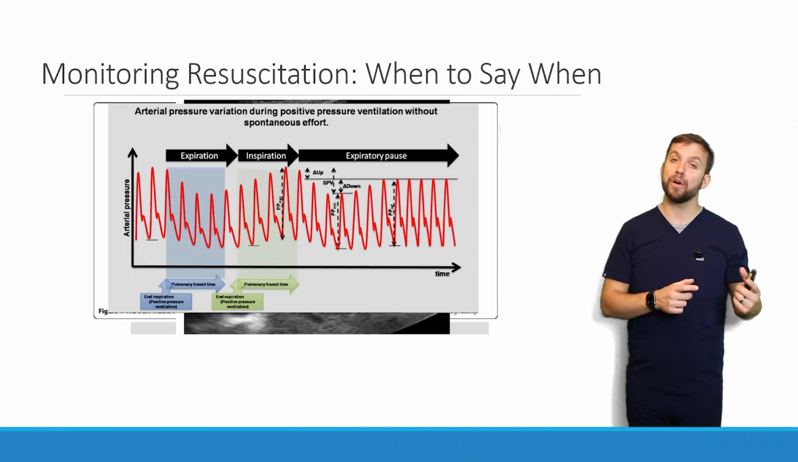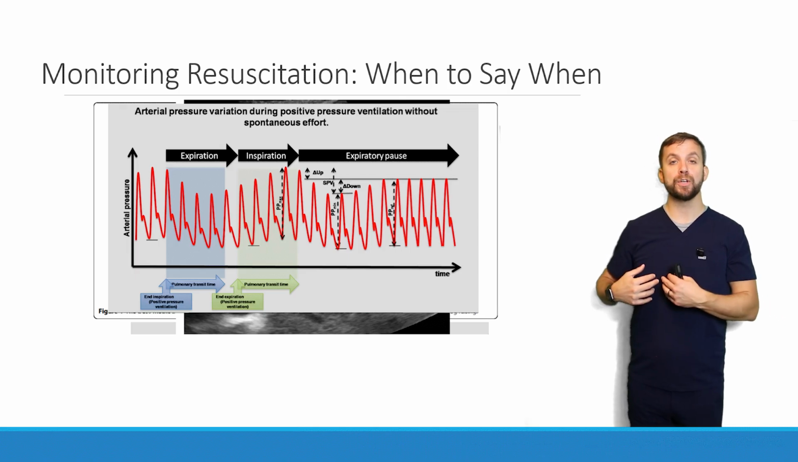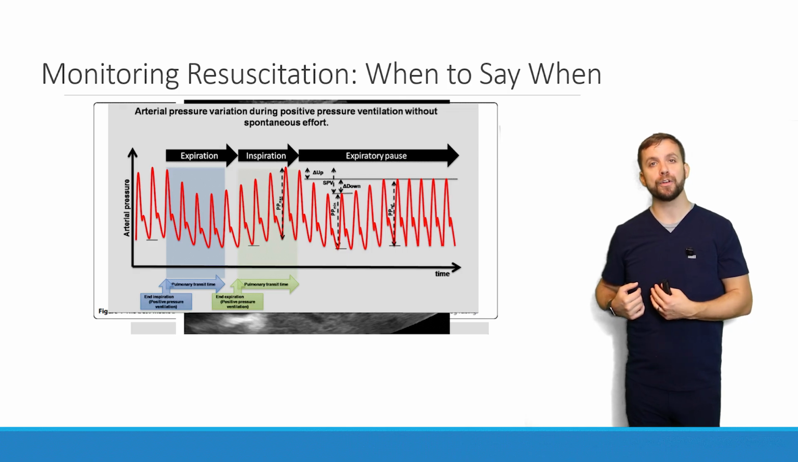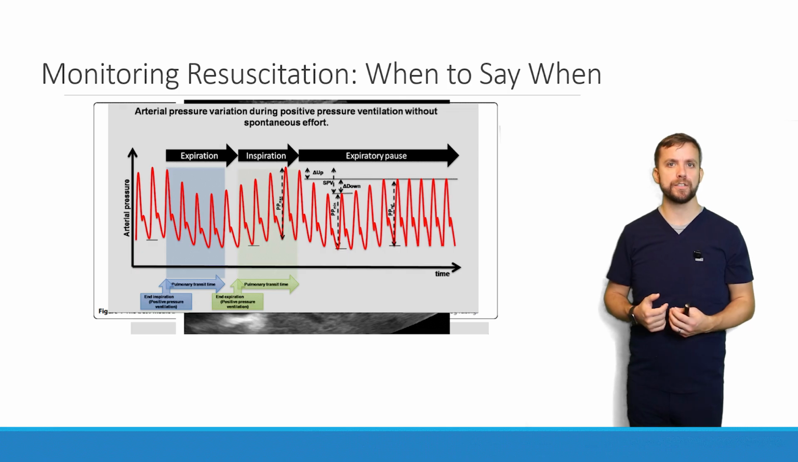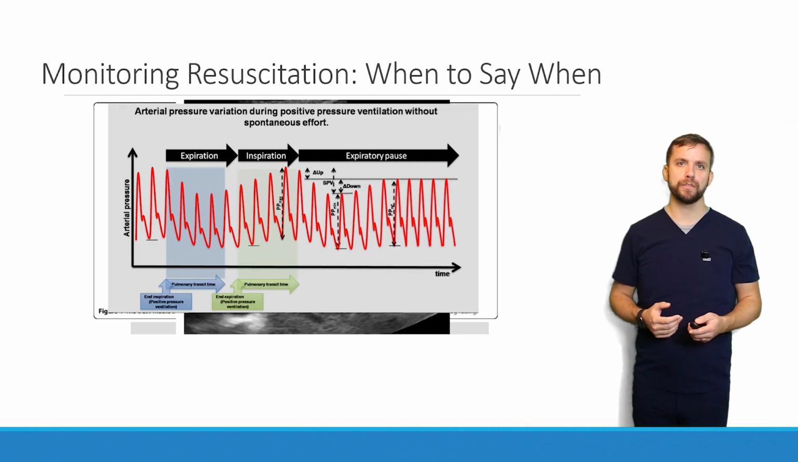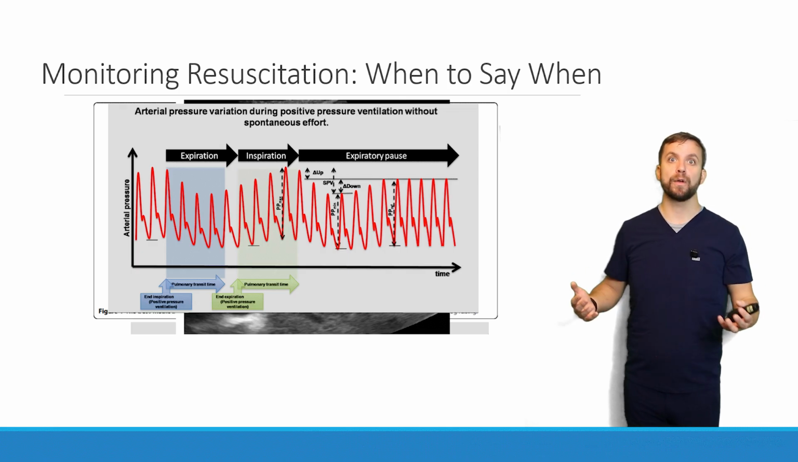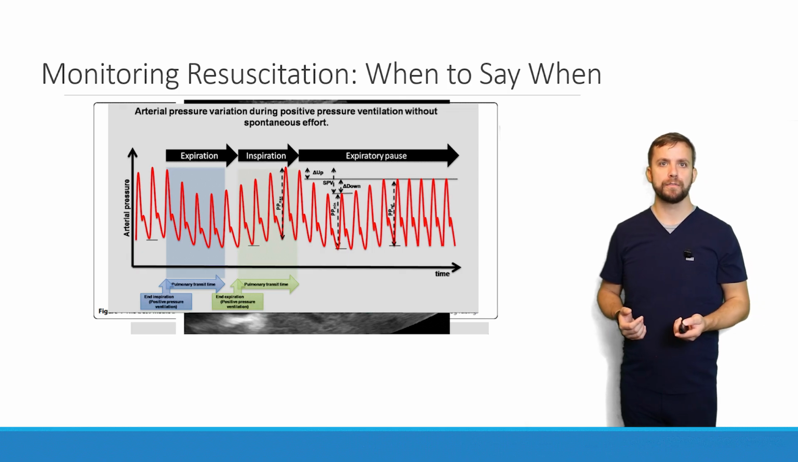If you have somebody that's volume overloaded, you now no longer can collapse their SVC and their IVC because there's so much fluid in there, and you'll lose that variability. So you can actually use pulse pressure variability to decide whether or not they would be fluid responsive.